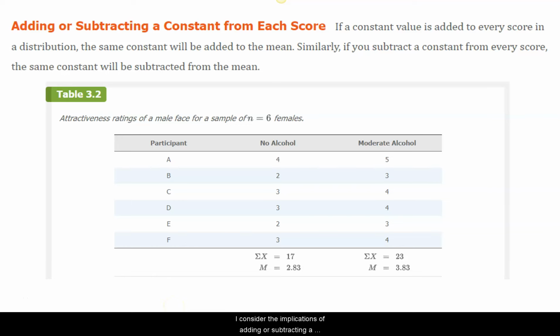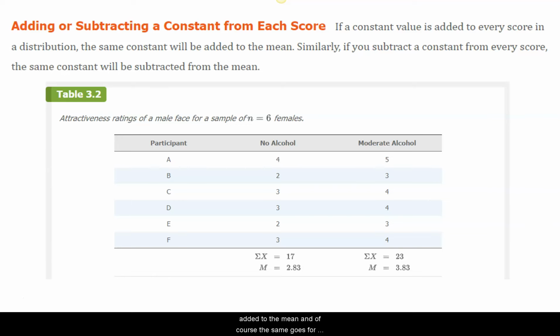Let's consider the implications of adding or subtracting a constant from each score. It should be fairly easy to envision, and I always encourage using the simplest numbers imaginable, although these numbers certainly aren't complicated. If a constant value is added to every score in a distribution, the same constant will be added to the mean, and of course the same goes for subtraction.